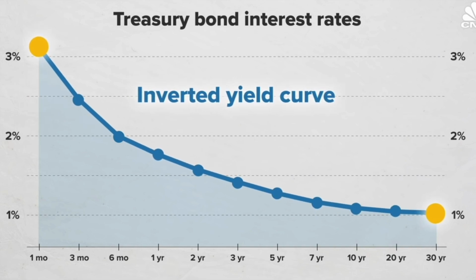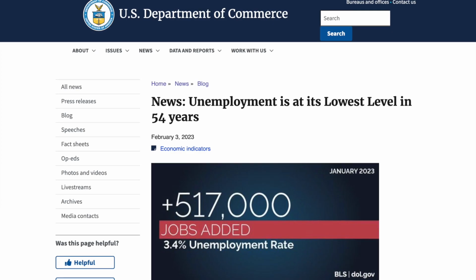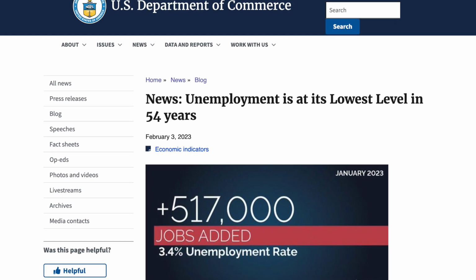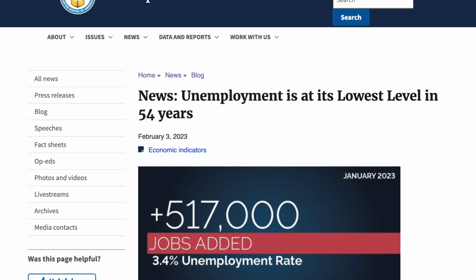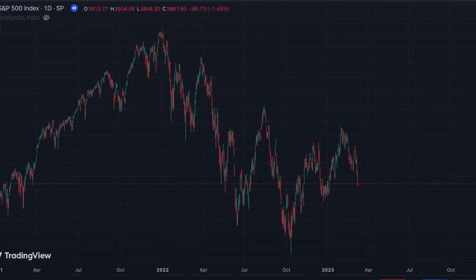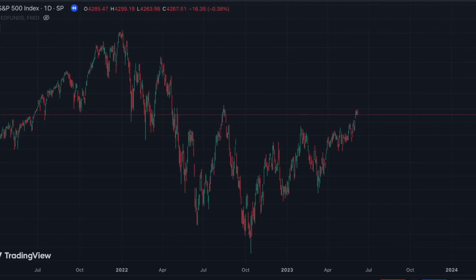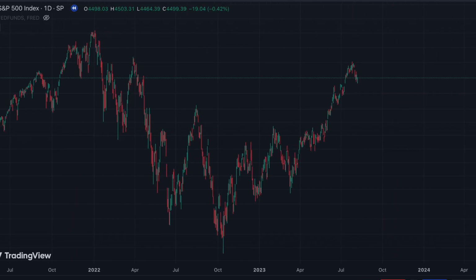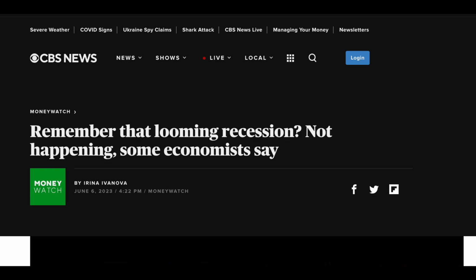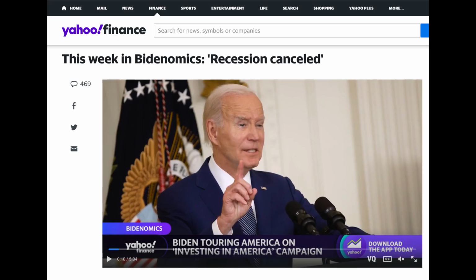And yet, here we are more than a year later, and unemployment has been at all-time lows, GDP has remained mostly positive, and the stock market is approaching new all-time highs. So while nearly everyone was forecasting a recession last year, the Fed included, many analysts have now discounted the risk of the economy entering into a recession, which might lead you to wonder, has the recession been canceled?